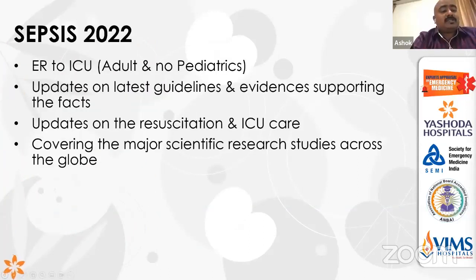So how does a patient's sepsis progress? As I told you, SIRS, sepsis, severe sepsis, septic shock, and then multi-organ dysfunction syndrome. The important thing I wanted to put here in this slide is that your goal identification in the ER starts from the sepsis itself, which is pointed as an arrow mark. It should be starting from the ER itself, right? Next slide.